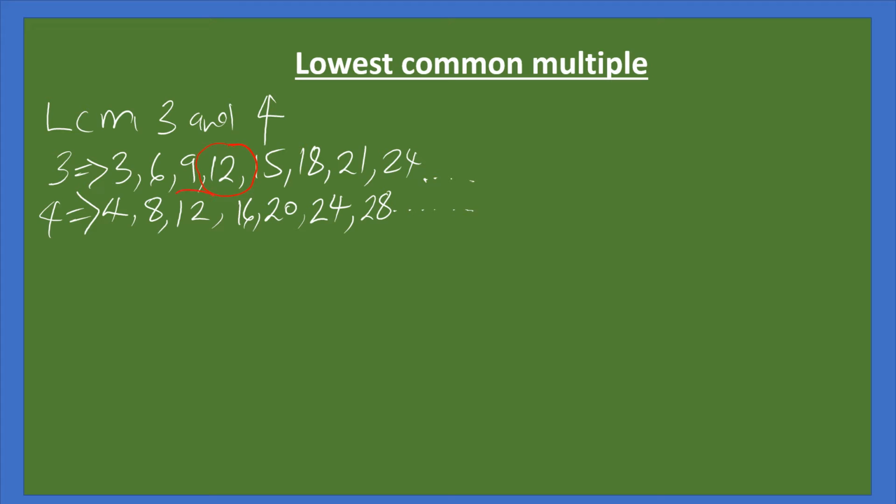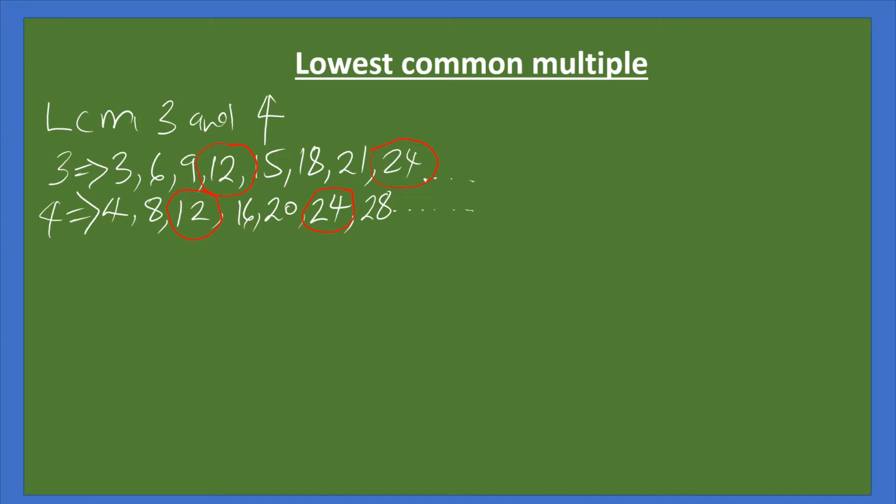Now, if you look at these multiples of 3 and 4, you will realize that 12 is found in the multiples of 3, and is also found in the multiples of 4. We also notice that 24 is found in 3 and also found in 4. Now, if we had written all the multiples of 3 and that of 4, you will see that some numbers will appear in the two of them.